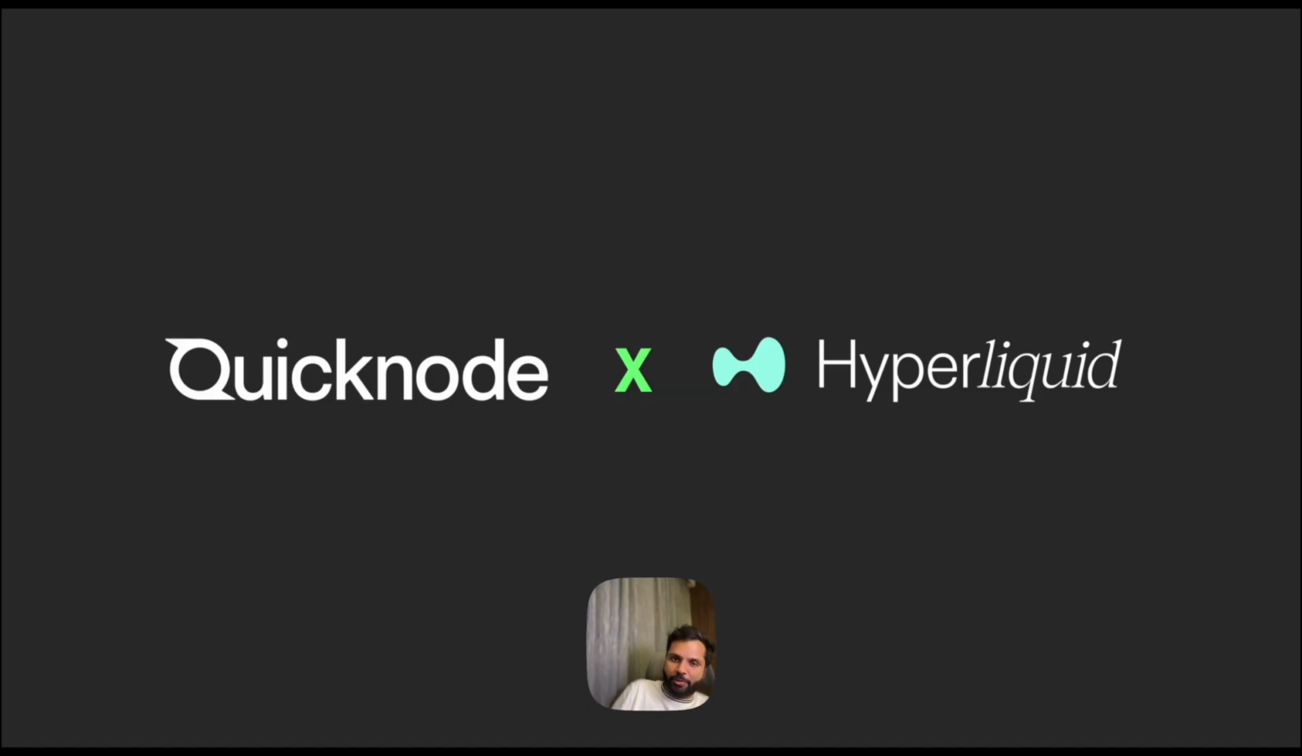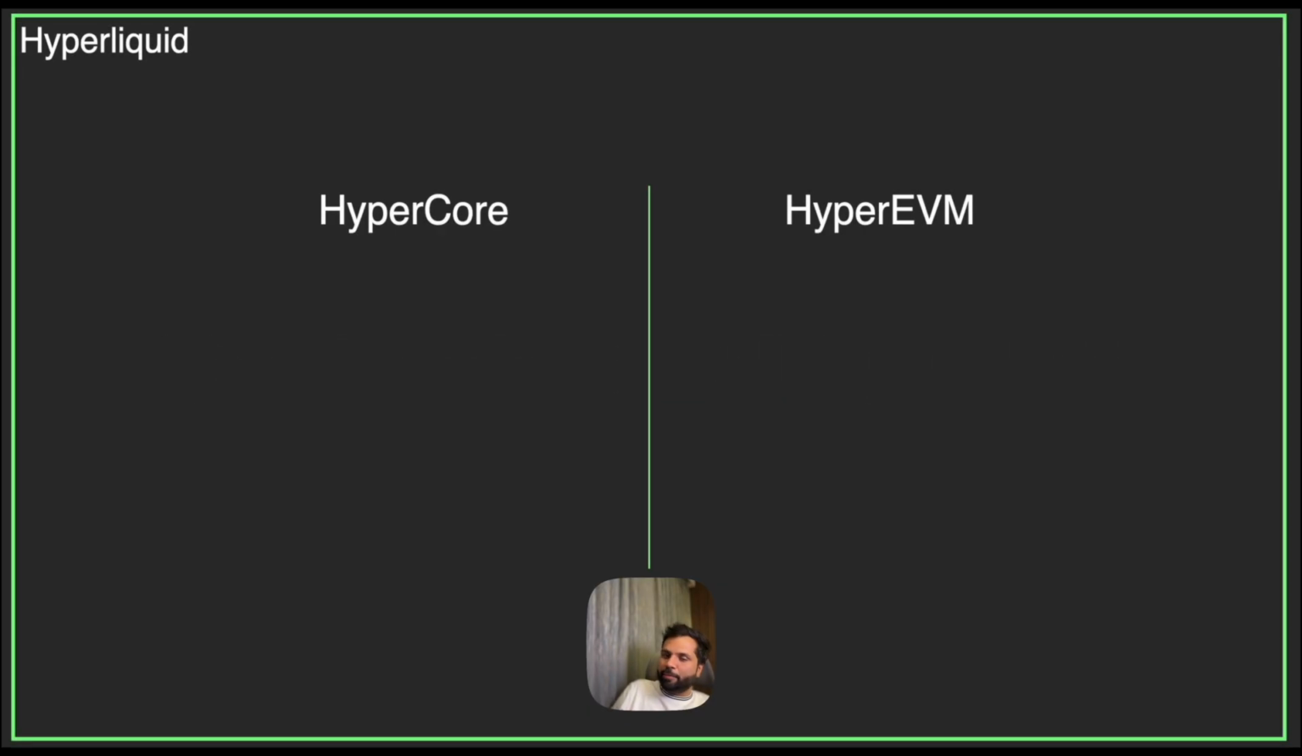First, let's understand the two layers. HyperCore is the high-performance order book engine. It handles trades, orders, and liquidations. Think of it as the trading infrastructure. Whereas Hyper EVM, on the other hand, is the EVM-compatible smart contract layer. If you're building DeFi apps, deploying smart contracts, or working with standard Ethereum tools like Foundry, Hardhat, viem, you will be working on this layer.